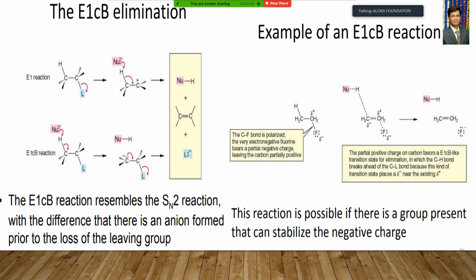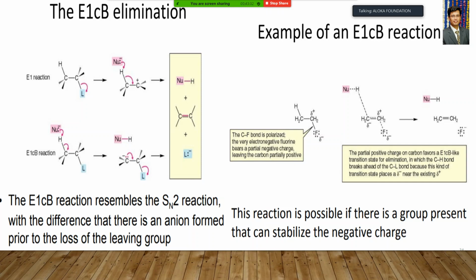and then this anion transfers the electrons and the leaving group is lost. That's why it is called the E1CB reaction. This takes place when the leaving group is a weak leaving group. When the leaving group is not that good, E1CB reactions occur. So before the loss of the leaving group, there is a formation of an anion.